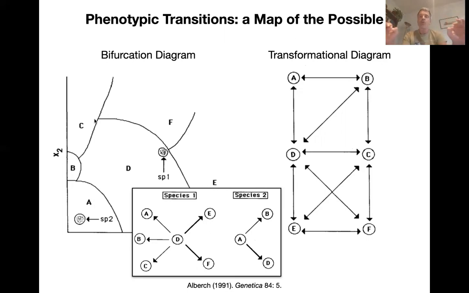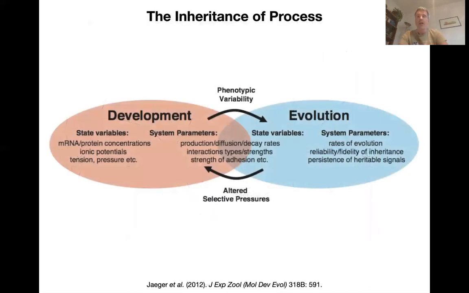So if you could work this sort of structure, these bifurcation diagrams, out for real systems, you could have a predictive theory of how likely a phenotypic transition is. And that gives you what Alberch calls a map of the possible for evolution. It's basically the substrate on which phenotypic variation is produced and on which selection can act.